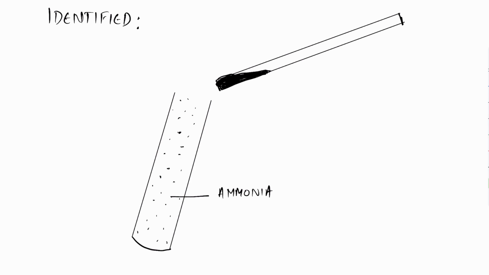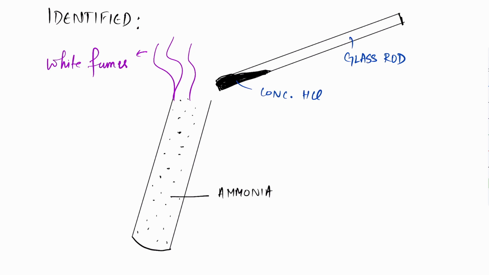Next, we need to find out how ammonia can be identified. In order to identify ammonia, we can take a glass rod dipped in concentrated hydrochloric acid and bring it near the mouth of the jar. If white fumes of ammonium chloride are formed, then it confirms the presence of ammonia.